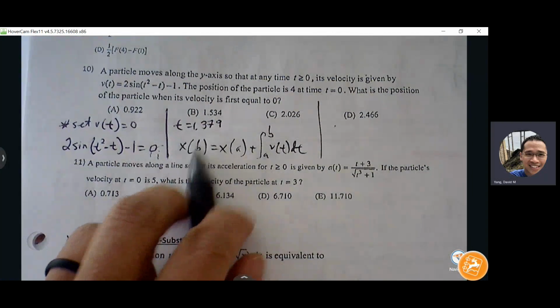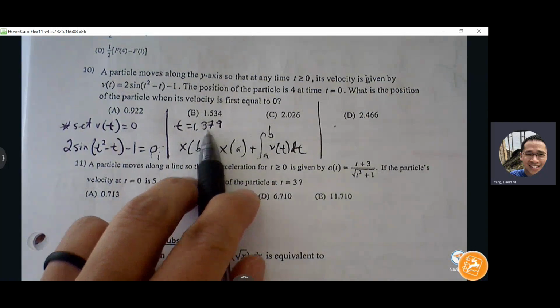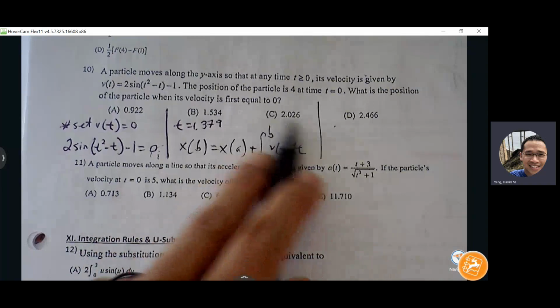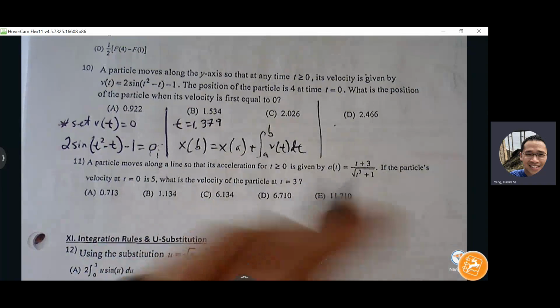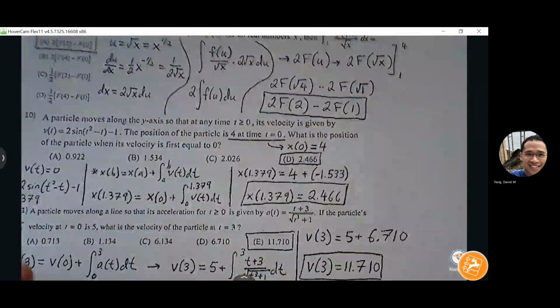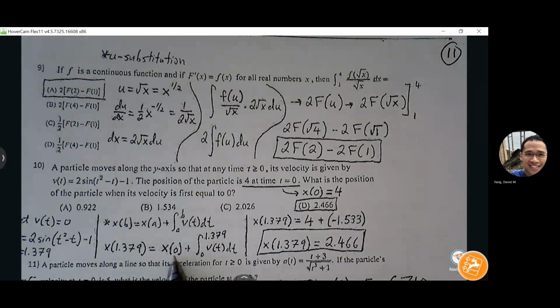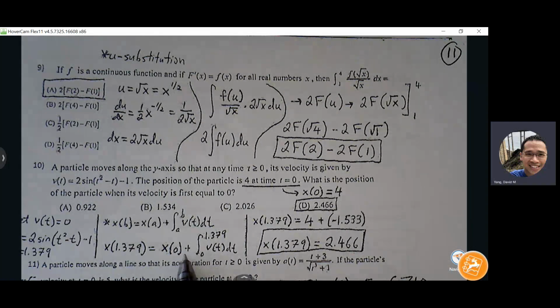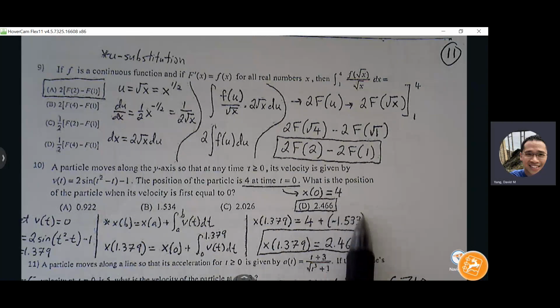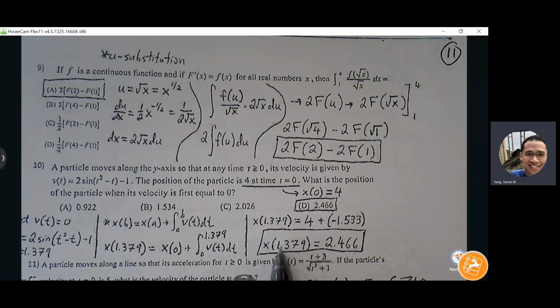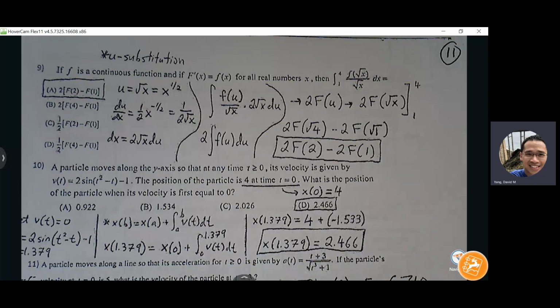So I want to find out what is my location at 1.379. I know I'm starting at 0, so I go from 0 to 1.379, make the calculator do the work here to get my displacement. So x of 0 is 4. So I'm starting at location at y-intercept 4, and then I'm going to go down 1.533 units. So then that means at 1.379 seconds, I'm going to end up on my y-axis at location 2.466.